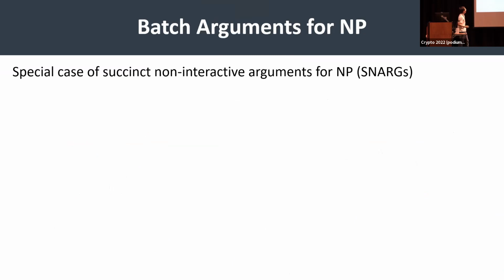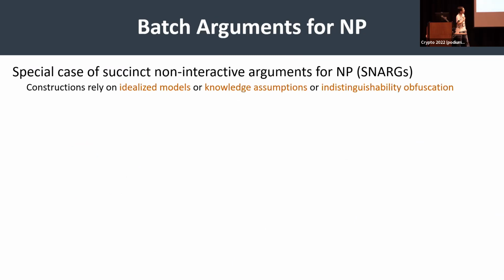So batch arguments for NP is a special case of something called a succinct non-interactive argument, or a SNARK, for NP. However, if we look at existing constructions of SNARKs, they are either based on idealized models like the random oracle model or the algebraic group model, or they're constructed based on non-standard, strong, non-falsifiable knowledge assumptions, or they can be based on heavy cryptographic machinery like indistinguishability obfuscation. Here we seek constructions from a single standard simple assumption.